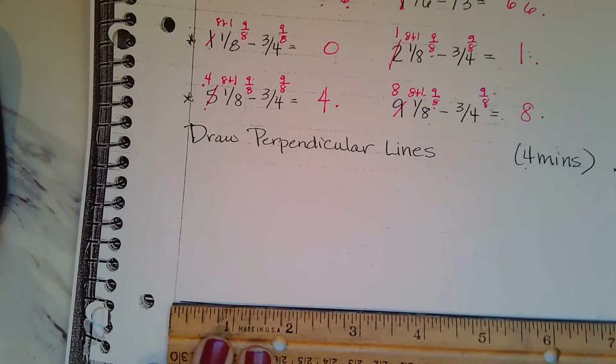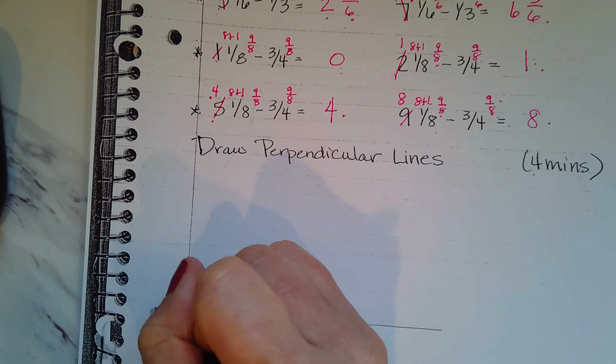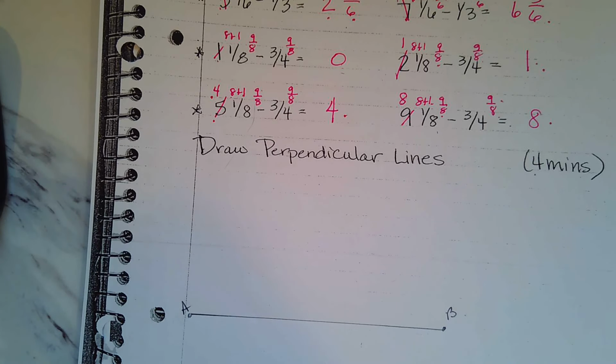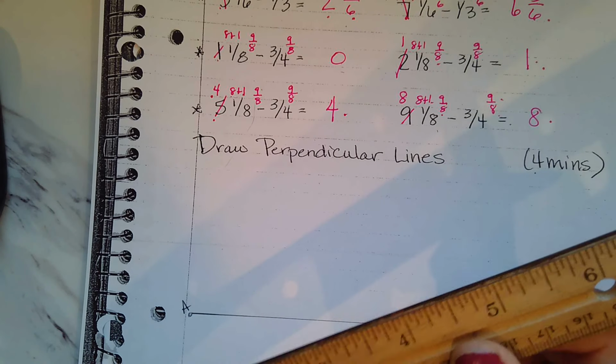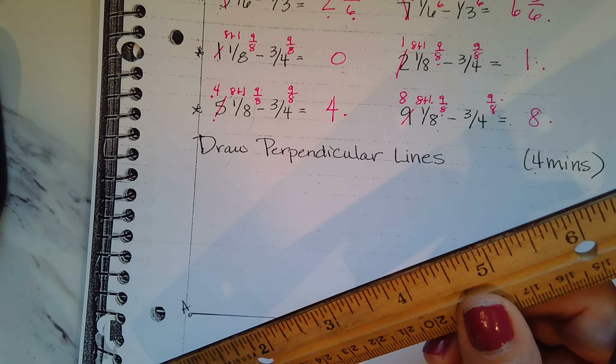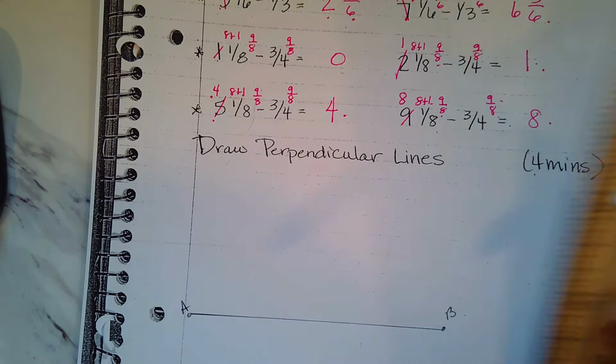Four inches long. All right, now we are going to label this segment AB. Now we're going to use your ruler to draw a 1 3/4 inch line segment AD that is perpendicular.